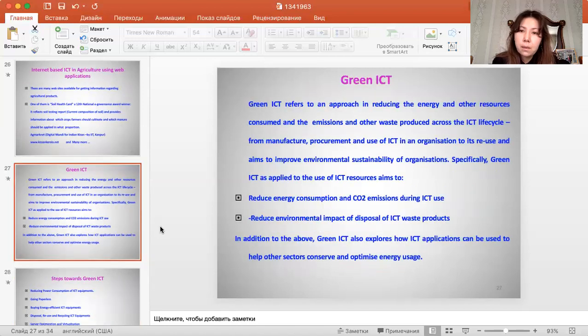Green ICT. Green ICT refers to an approach in reducing the energy and other resources consumed, the emissions and other waste produced across the ICT life cycle, from manufacture, procurement, and use of ICT in an organization to its reuse, and aims to improve the environmental sustainability of organizations. Specifically, green ICT applied to the use of ICT resources aims to reduce energy consumption and CO2 emissions during ICT use, and reduce the environmental impact of disposal of ICT waste products.